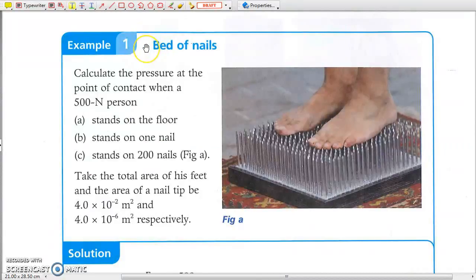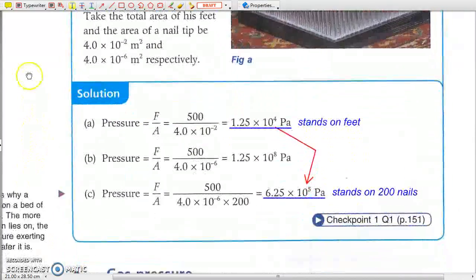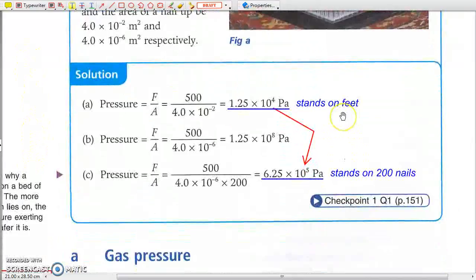Example 1. Bed of nails. We know that a single nail can be dangerous, but standing on a nail bed is not as dangerous as it appears to be, as the total area of the nail heads is not small. The pressure exerted by each of those nails is not that high. In this example, you can see the pressure becomes smaller as the total number of nails increases.